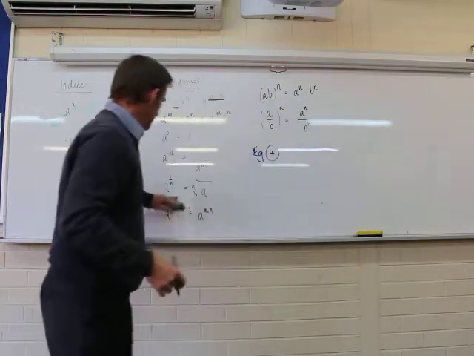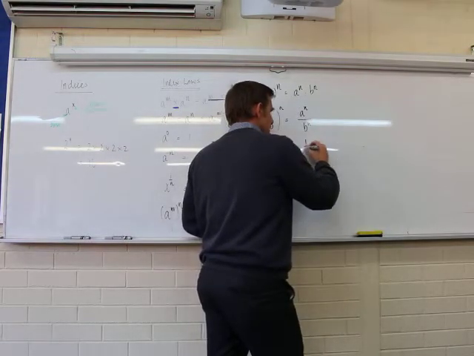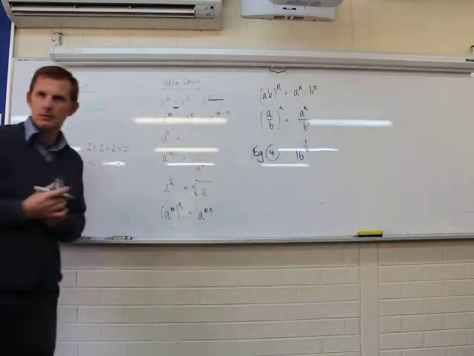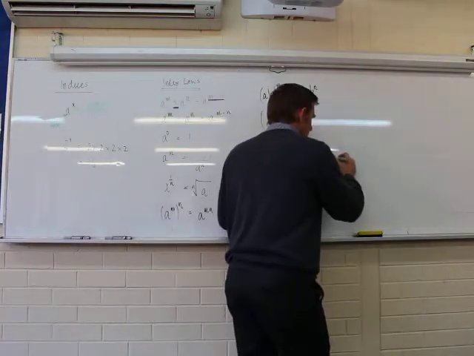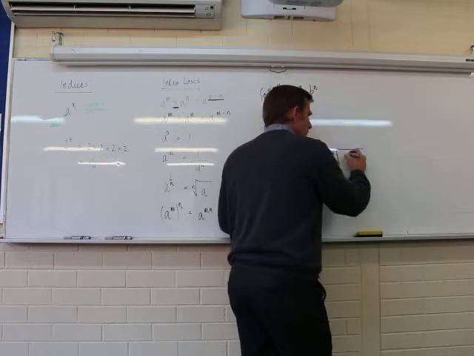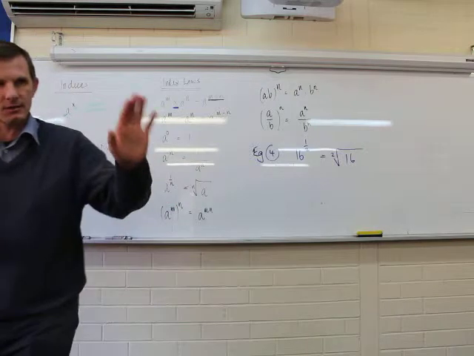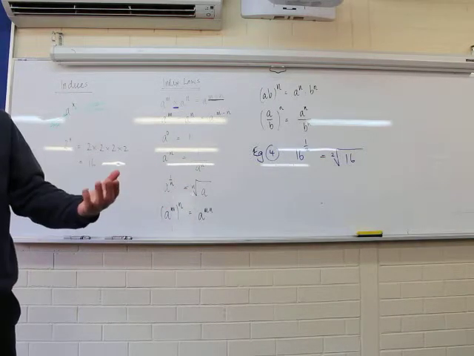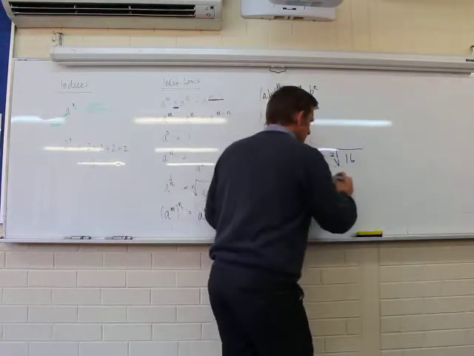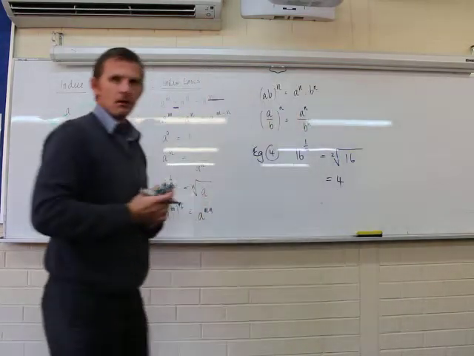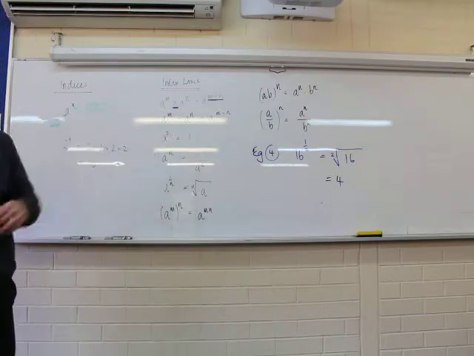Example 4, I think. 1 over, let's go 16 to the half. So what that's telling me is that I really want the square root of 16. Now we don't normally write the 2 there because if there's nothing written there, we assume it's the square root. Just putting it there for clarity at the moment. The square root of 16 would be 4. So if you jumped on your calculator, went 16 to the power of half, you're going to get 4 coming out of it.